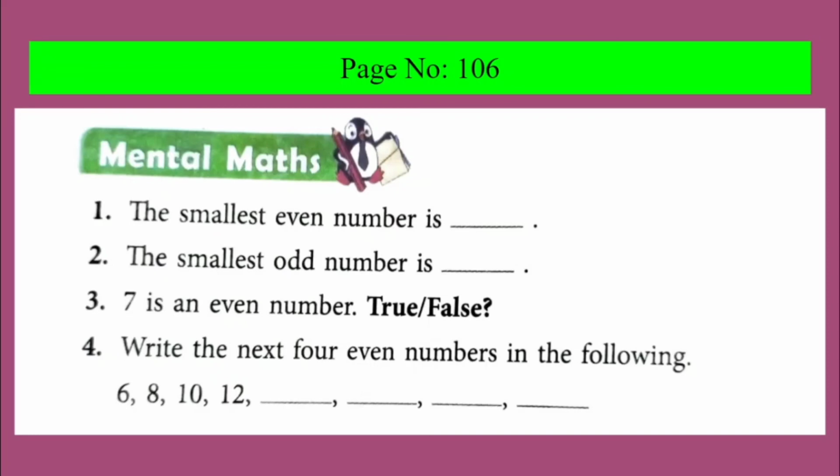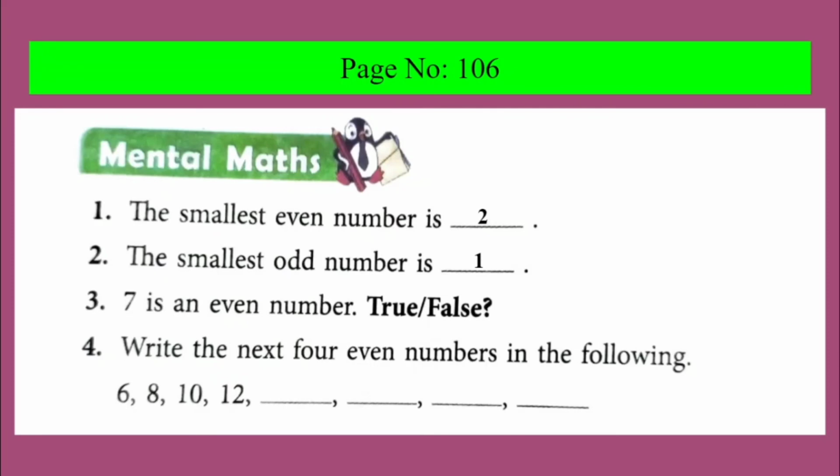Yes, it is 2. So 2 is the smallest even number because we start the counting from 1. 1 is an odd number and then the next number is 2. So the smallest even number is 2. So we will write 2 over here. Now the next question is, the smallest odd number is dash. So children, which is the smallest odd number? Very good. 1 is the smallest odd number. So children, we will write the smallest odd number is 1.